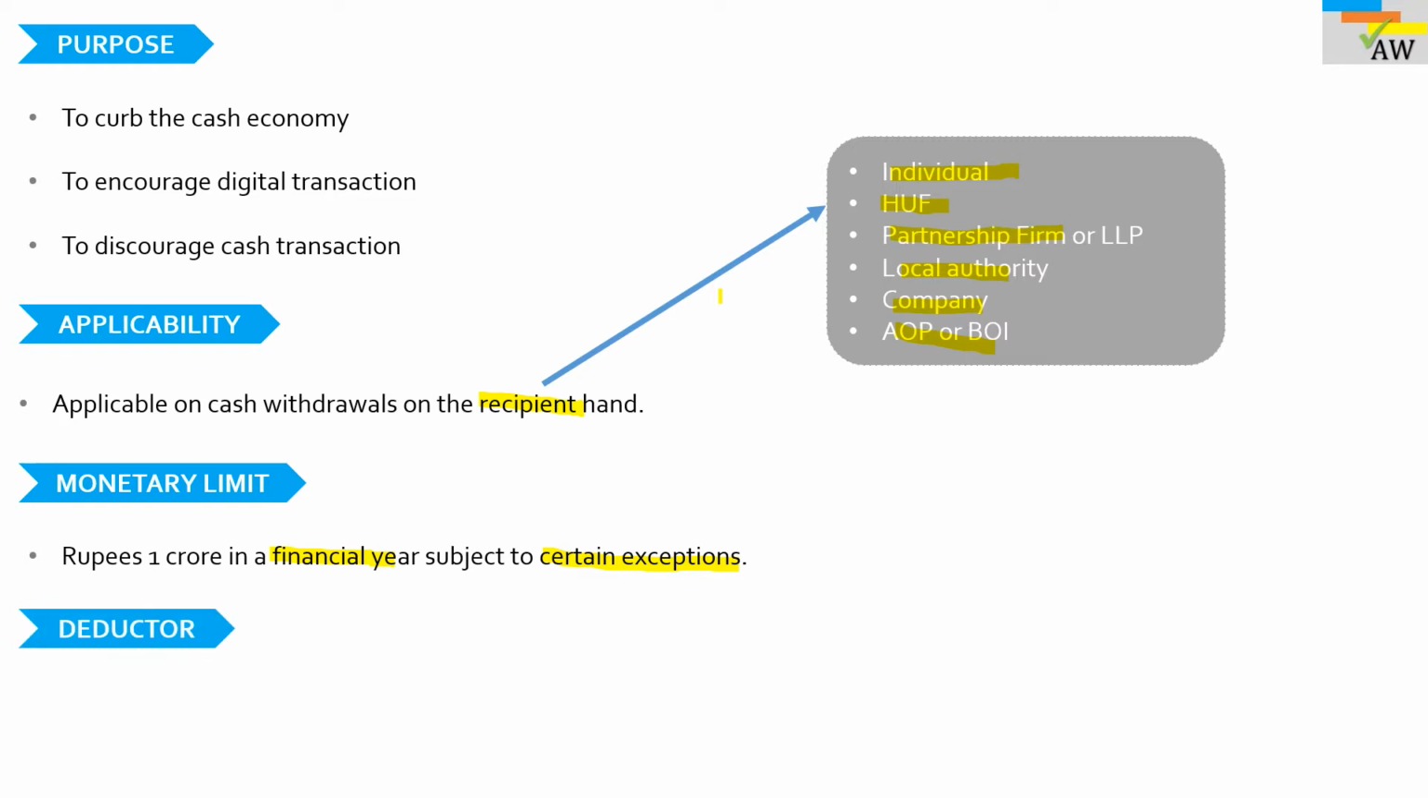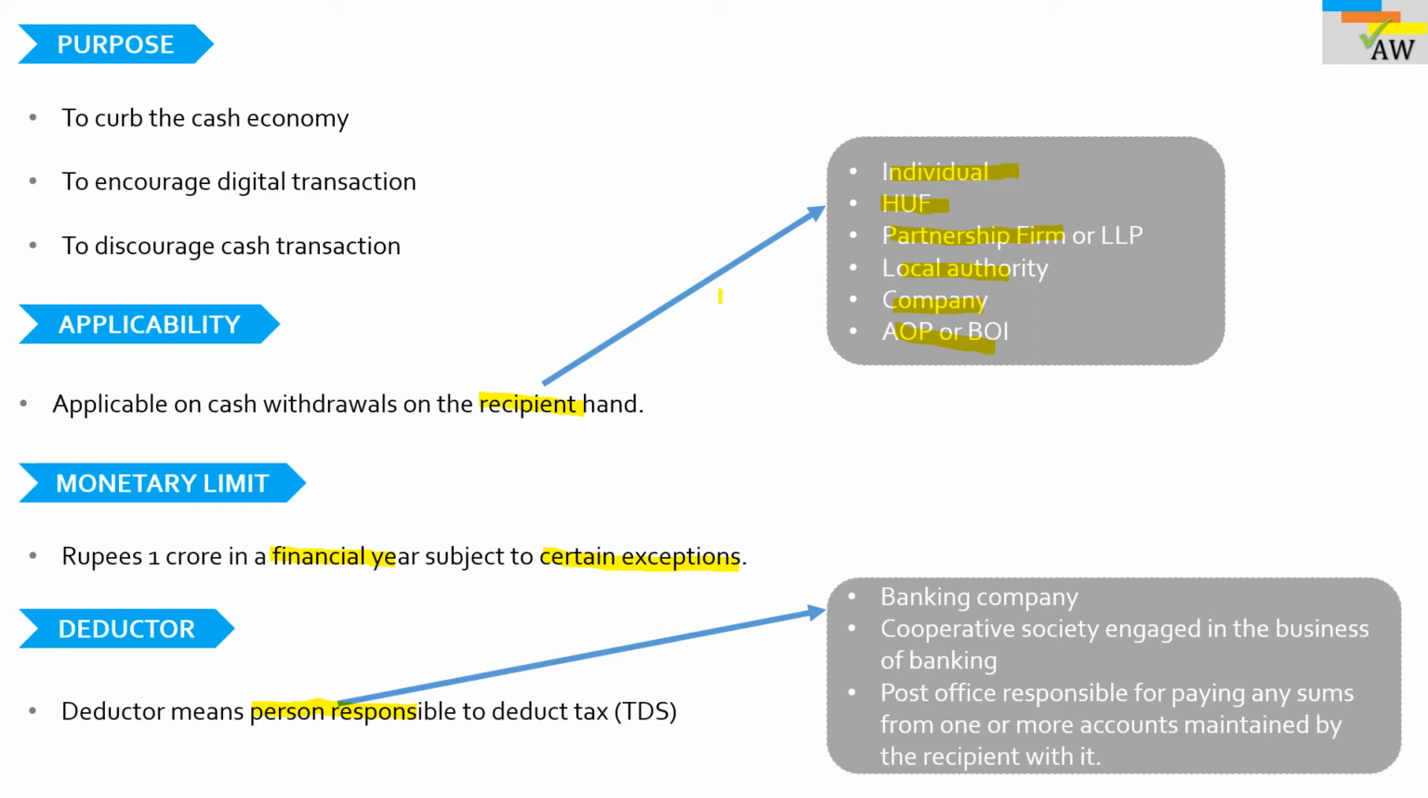Deductor. Deductor means the person responsible to deduct TDS. Let us see who the persons responsible are. The banking company, the cooperative society engaged in the business of banking, and the post office are responsible for paying any sum from one or more accounts maintained by the recipient with it. So when these persons pay money to an individual, HUF, partnership firm, local authority, company, AOP or BOI, then they are supposed to deduct TDS.